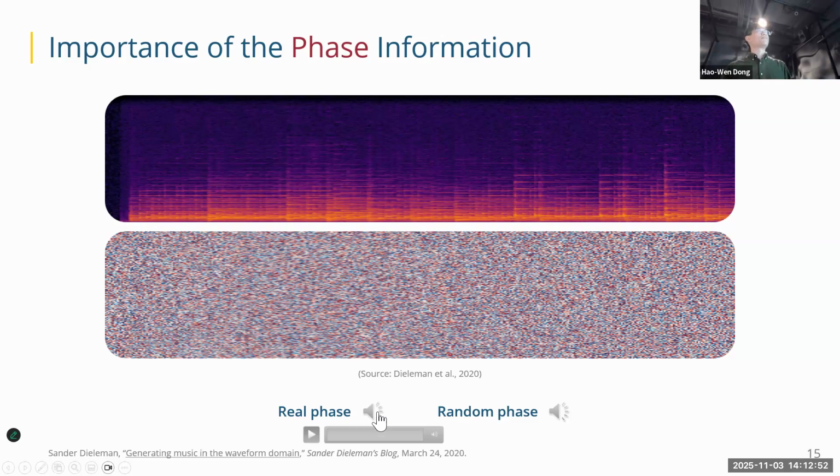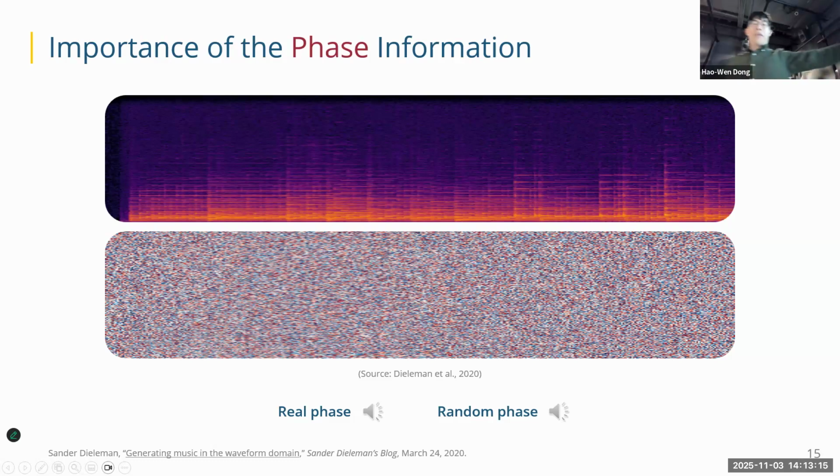This is the real audio. So this is the one where you have a waveform. You turn it into a spectrogram with magnitude and phase, and you want to reconstruct it. That's what you get. But now, looking at the phase, this is the real phase information.